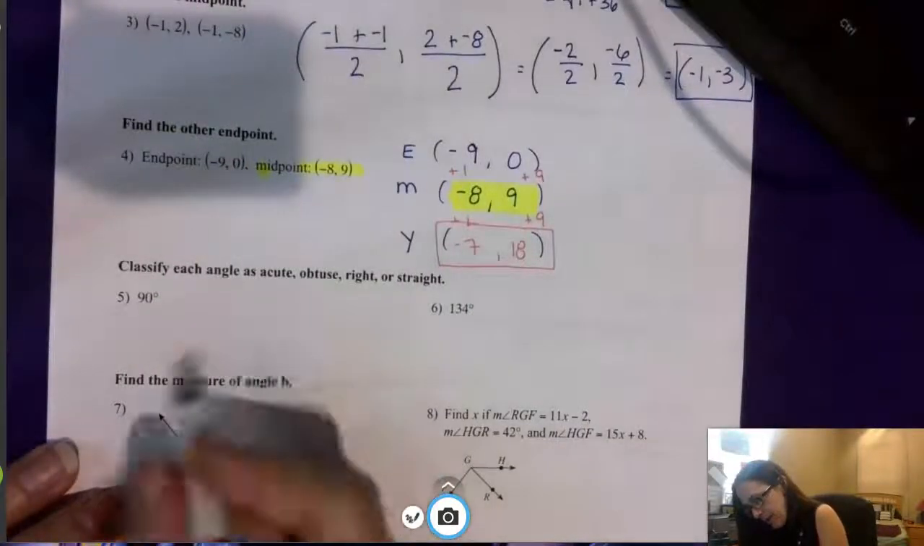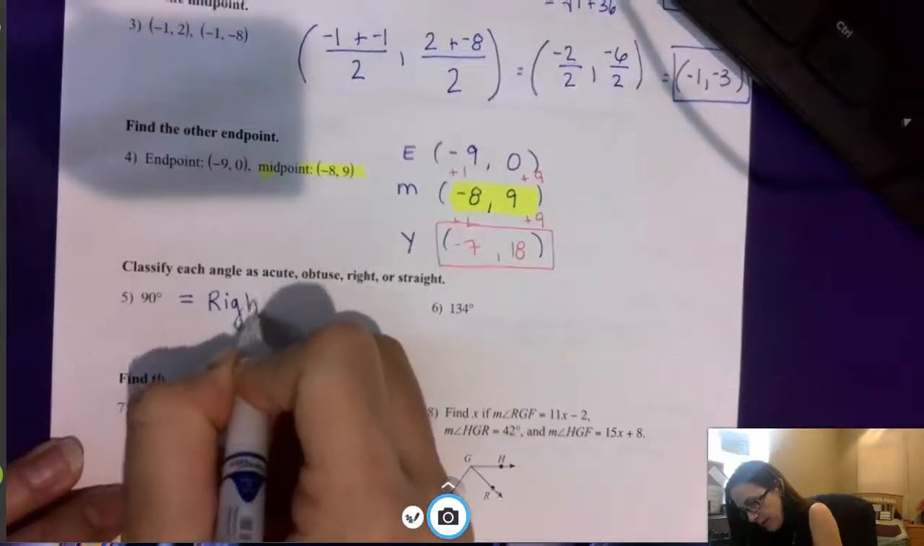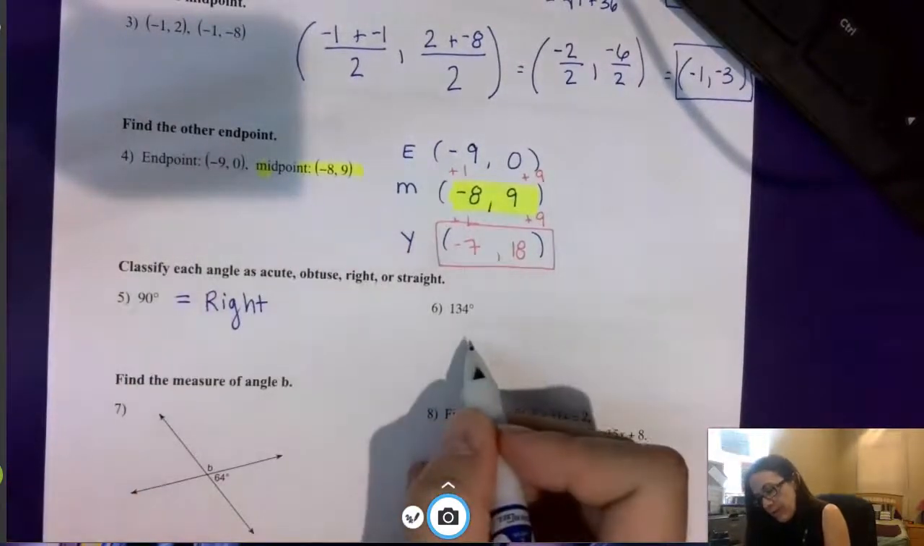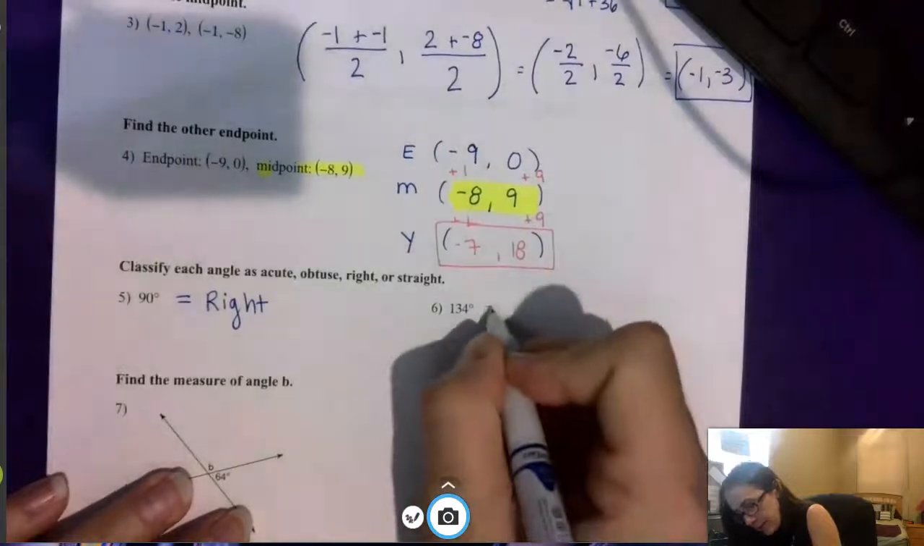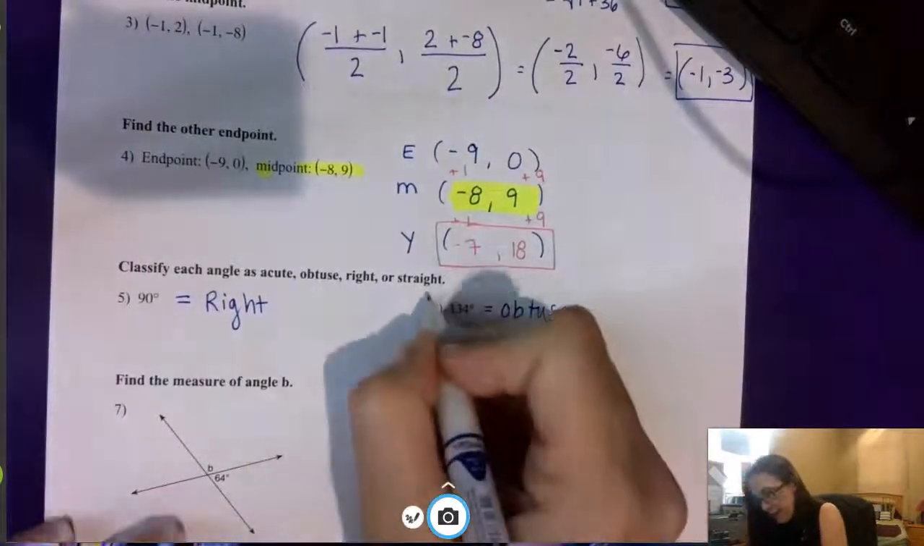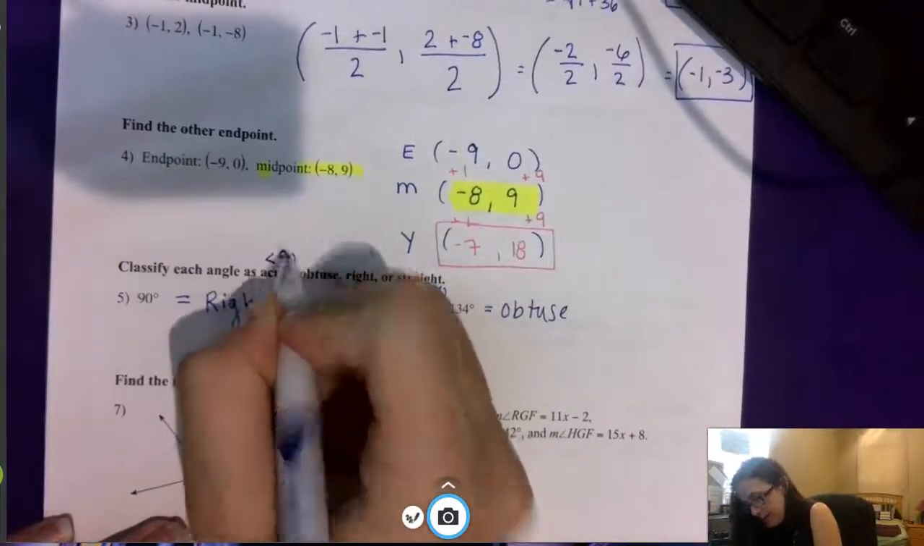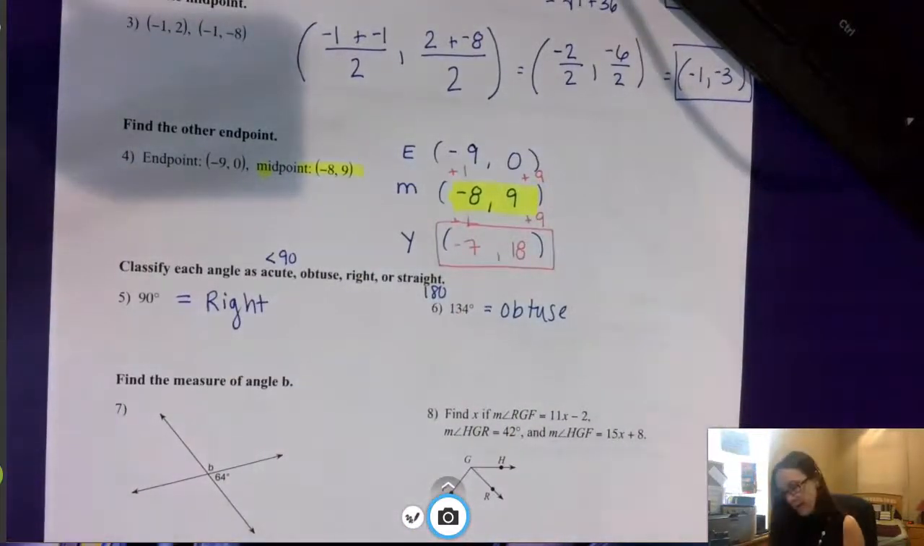If I classify each angle, this is 90 degrees. Exactly 90 degrees is going to be a right angle. 134 is bigger than 90. Bigger than 90 is obtuse. Straight is 180, and acute is less than 90. So if you want to write yourself those notes, you can as well.